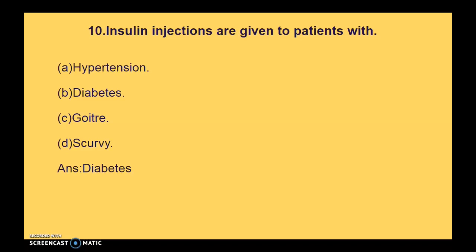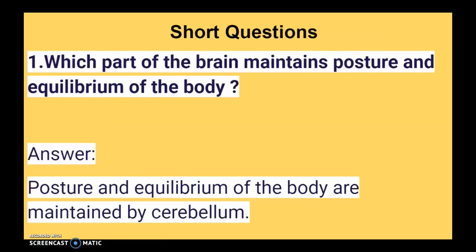Insulin injections are given to patients with hypertension, diabetes, goiter, scurvy. Answer is diabetes. Now let us discuss some short questions. The first question is, which part of the brain maintains posture and equilibrium of the body? Answer. Posture and equilibrium of the body are maintained by cerebellum.